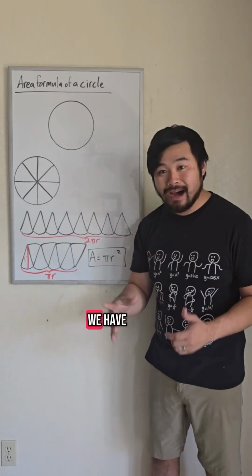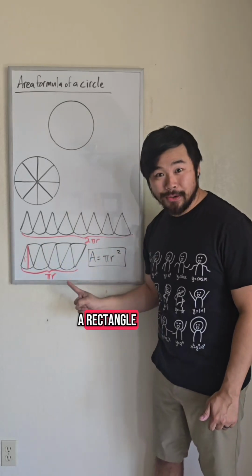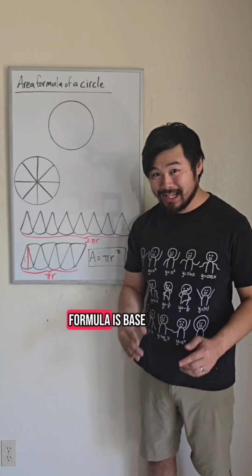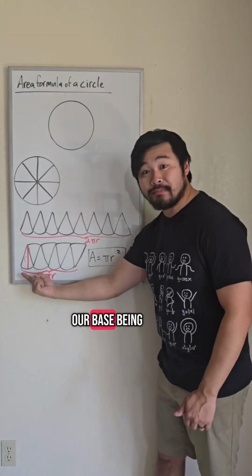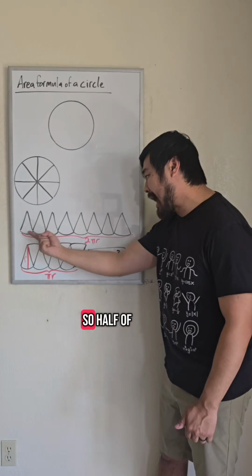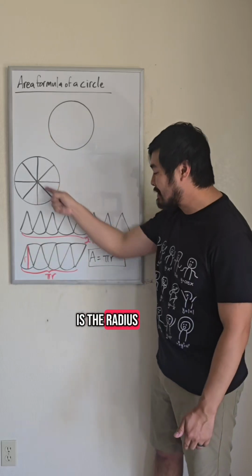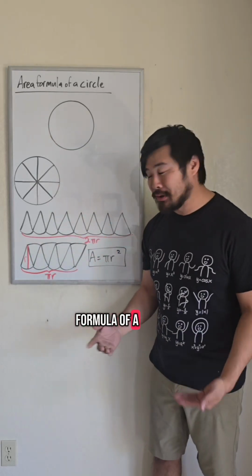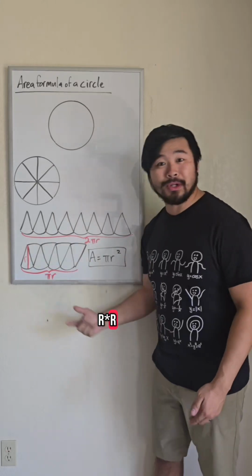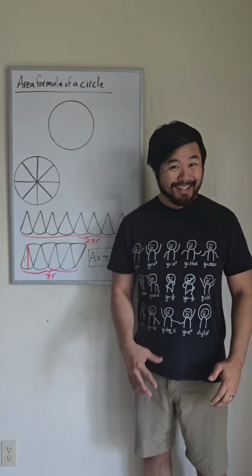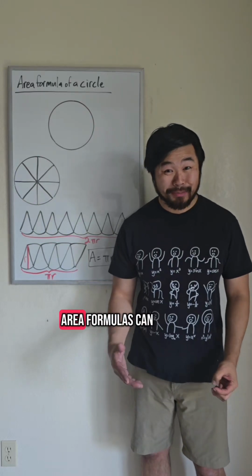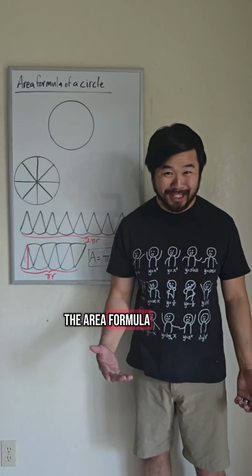The more wedges we have, this is going to tend to a rectangle. And we know a rectangle's area formula is base times height. Our base being half of the circumference, so half of 2 pi r, which is pi r, and our height is the radius. So the area formula of a circle is pi r times r, which is pi r squared. So there you have it. All of these area formulas can relate back to the area formula of a rectangle.